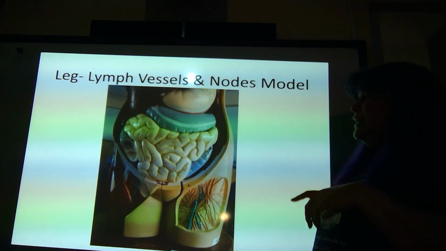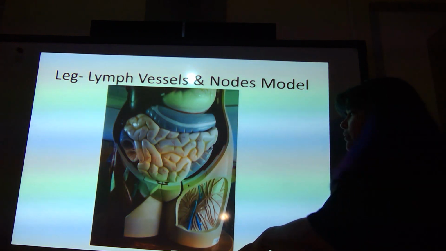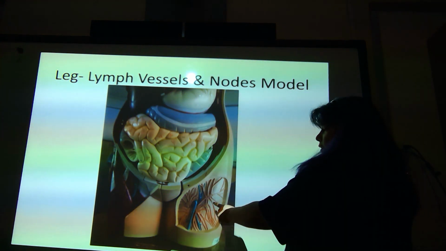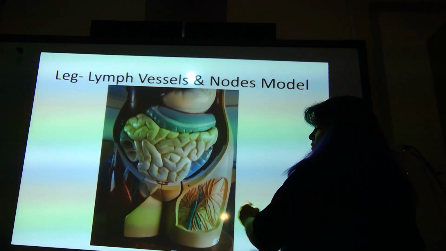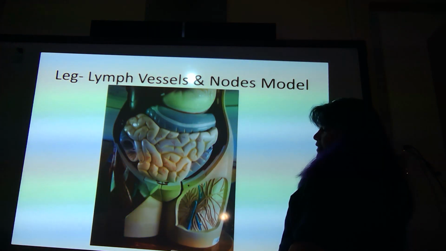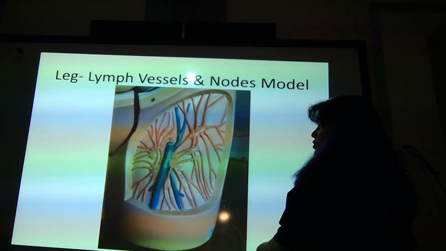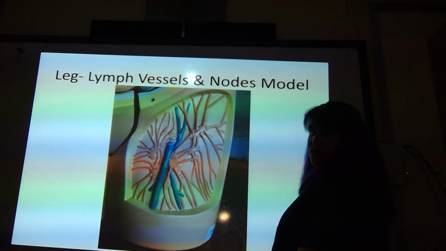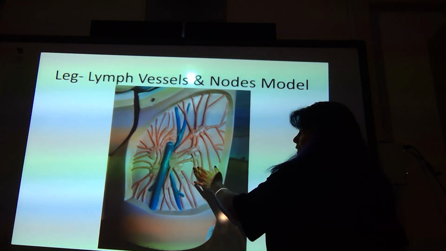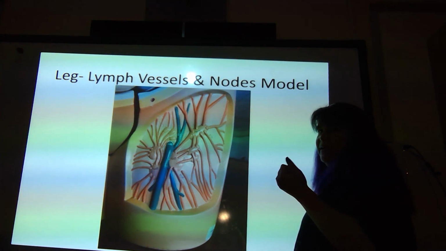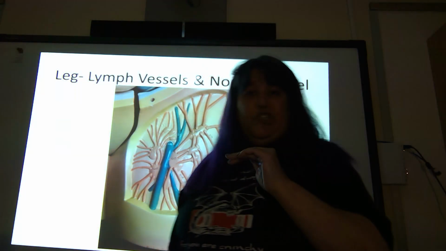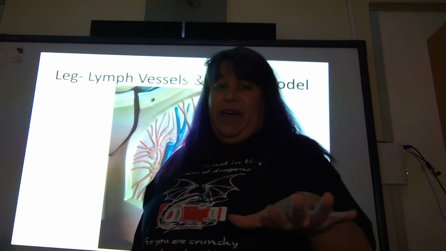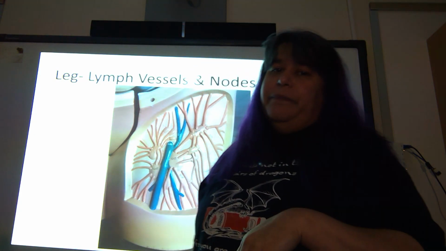Now looking at the model, lymphatic vessels, lymph nodes, right? Now, where is it? It's in the thigh, it's in the hip. So these are going to be the inguinal lymph nodes because they're in the hip. These are just lymphatic vessels. I don't care where they are, they're just lymphatic vessels. Go with lymphatic vessels because that makes it simpler.